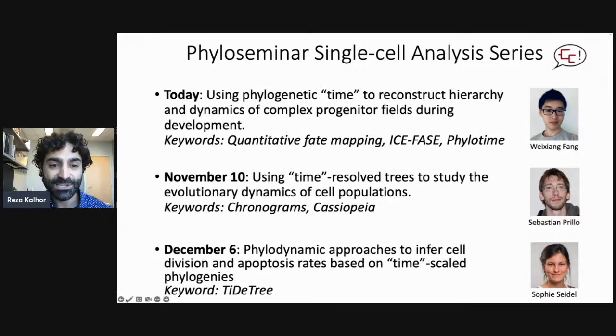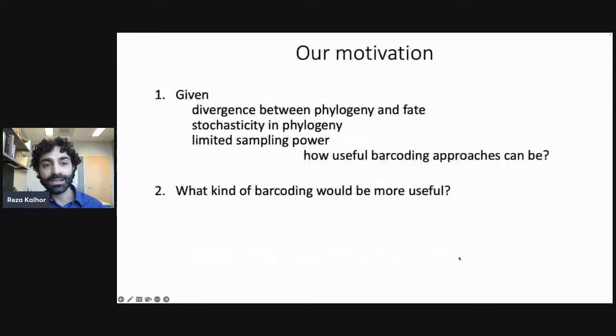One common theme that is emerging in the field, and I have highlighted here, is the concept of using time to make inferences about ancestral or progenitor states, which all of these talks will cover, but they are applying it in a slightly different context and different progenitor states. So for our section, my lab basically develops barcoding approaches.